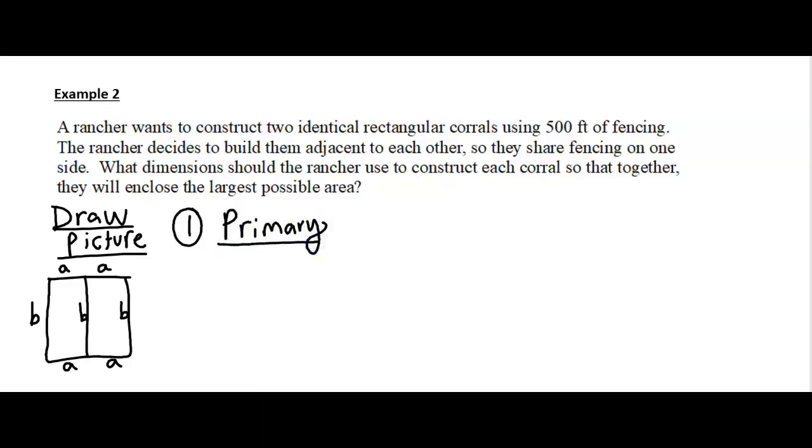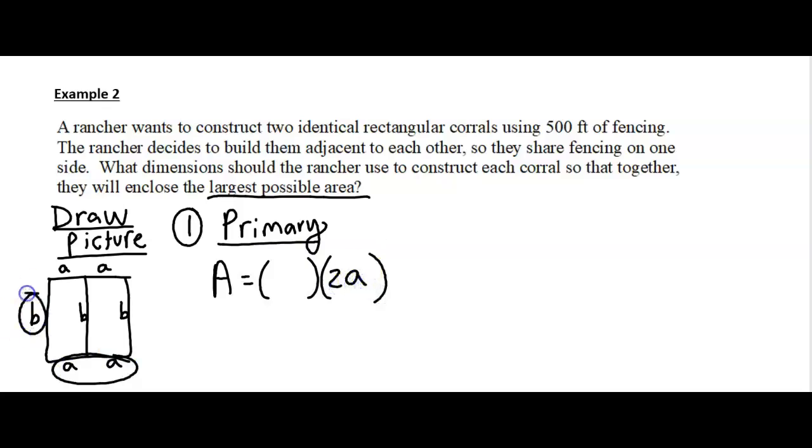So what am I trying to minimize or maximize? Well, it says here we're trying to create the largest possible area, right? So I want to create the largest possible area. Well, how do you find the area of this shape? As you guys know, the area of a rectangle is base times height, right? So we have base times height. My base is 2 A's put together, and my height is B.